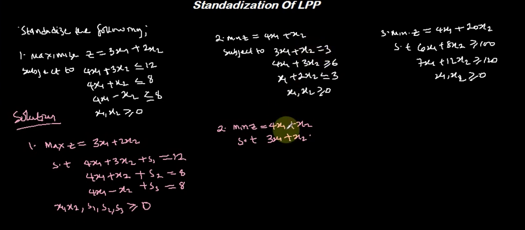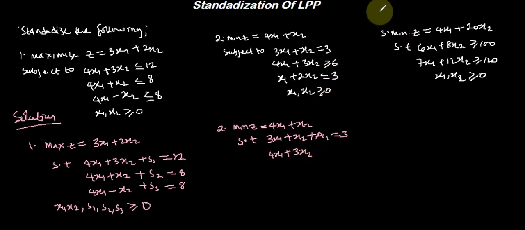Now we have equal to here. Remember, we are now going to include our artificial variable a1 equal to 3. Let a1 stand for the artificial variable. Going to the next one, now we have 4x1 plus 3x2, greater than or equal to.